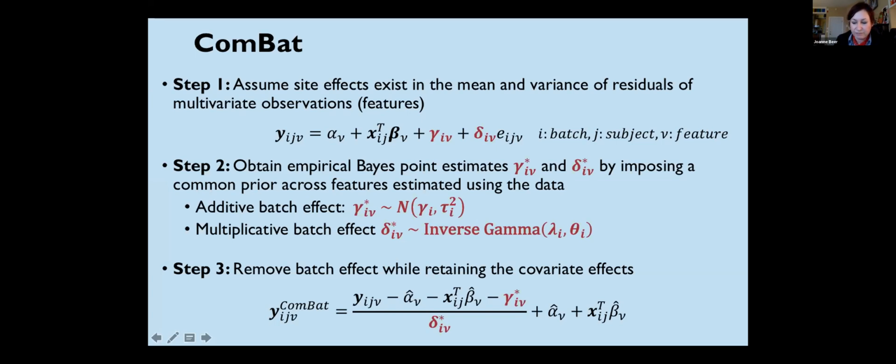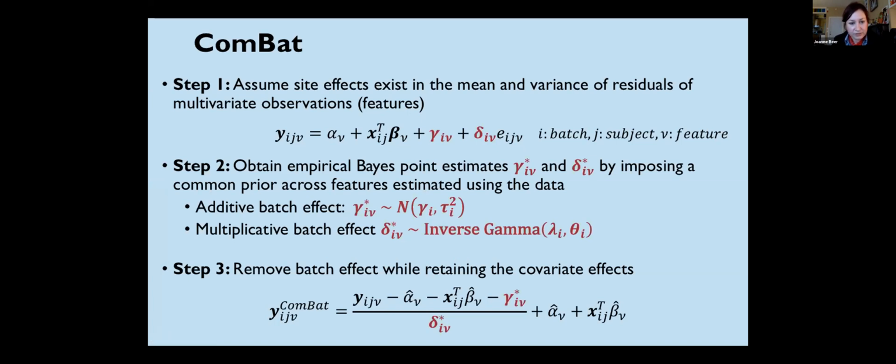And you want to be sure to put whatever your hypothesis test is going to be, like some kind of diagnosis, in that term there. And then we have this gamma, which is the additive batch effect, and this delta, which is the multiplicative batch effect, multiplying by the error term.